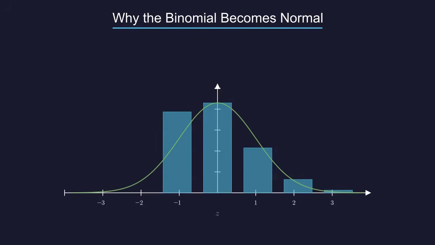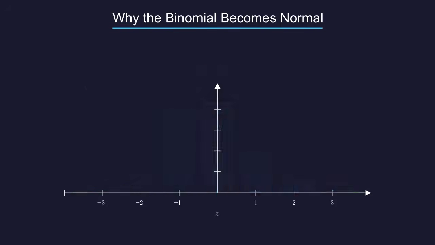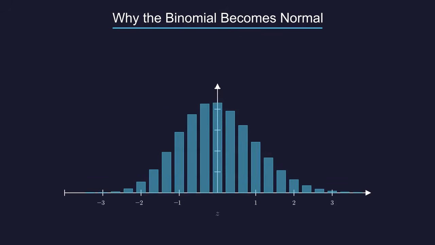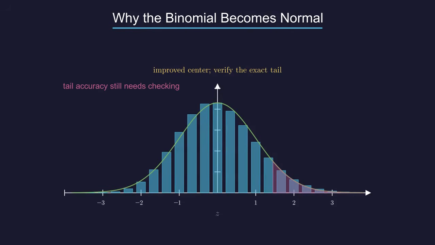At n equals 10, p equals 0.1, expected successes equal 1, and the distribution is strongly right-skewed. Even at n equals 100, p equals 0.1, the smaller expectation is 10. The match improves, but tail accuracy still deserves an exact check.